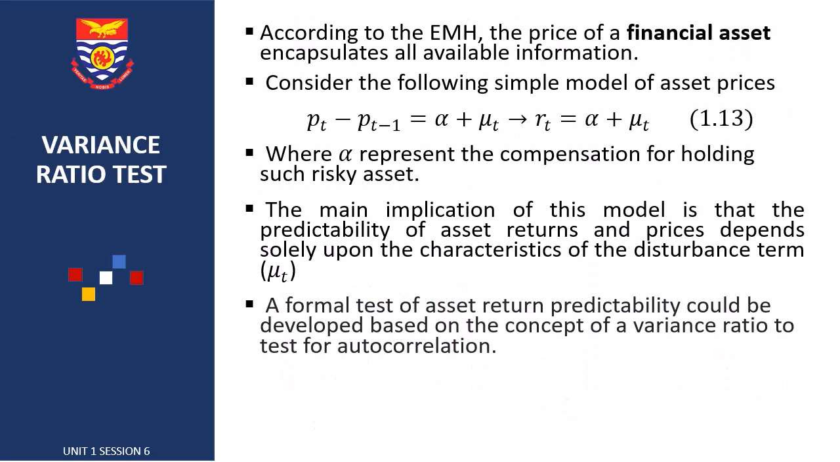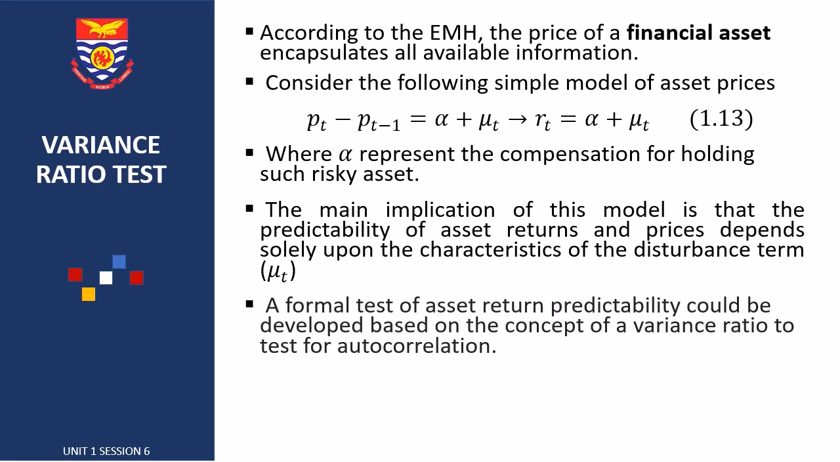The variance ratio test. As we have earlier discussed, the efficient market hypothesis indicates that the price of a financial asset encapsulates all available information. So we are saying that the current price of an asset has all the information on the price of that asset for a particular day. So previous prices cannot be used to predict current prices, and current prices are in no way able to predict future prices. So consider equation 1.13.